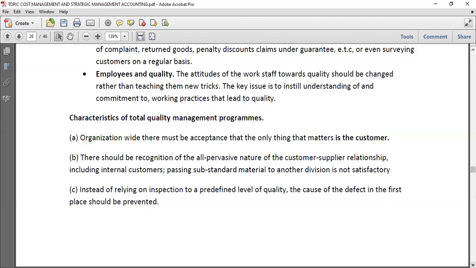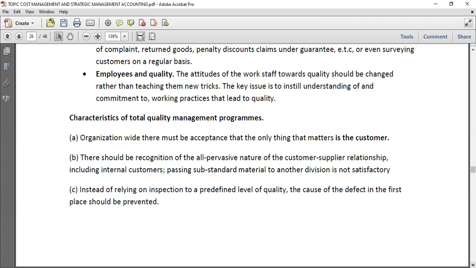organizations must accept the organization way. In the whole organization, there should be acceptance, okay? That the only thing that matters is who? Is the customer, okay? Because the customer is who drives the decision when it comes to quality, okay? Then we should also recognize, okay? There should be recognition of all pervasive nature of customer supplier relationship, including our internal customers, okay?